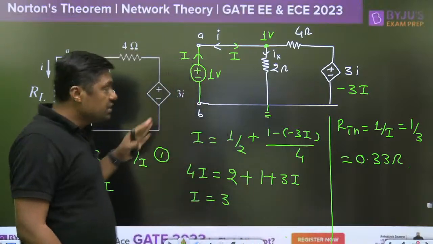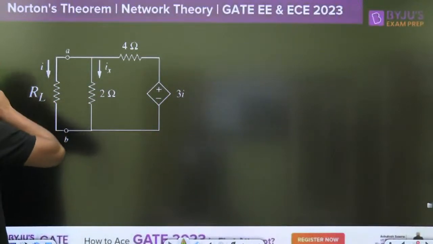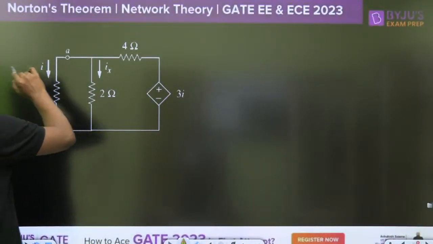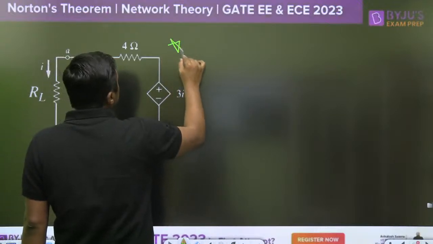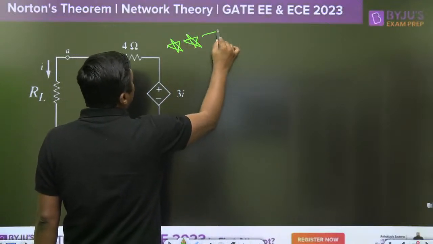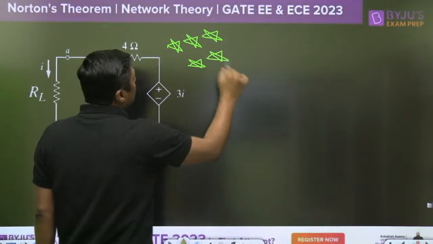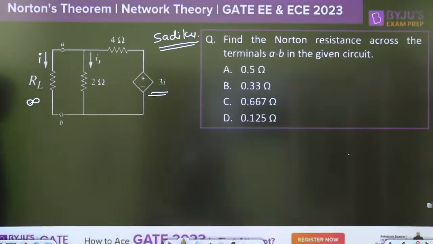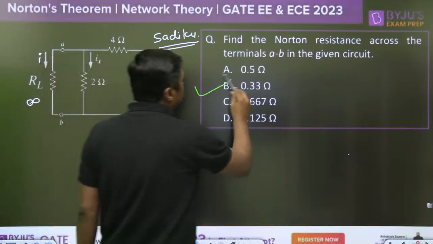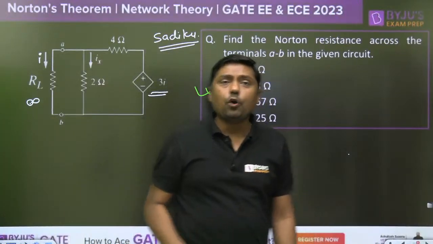And that's why I am giving 5 star to this question, because there is a chance of silly mistake. Try to solve this type of questions from a standard textbook, like Sadiku or Van Valkenburg. The answer is B. Okay.